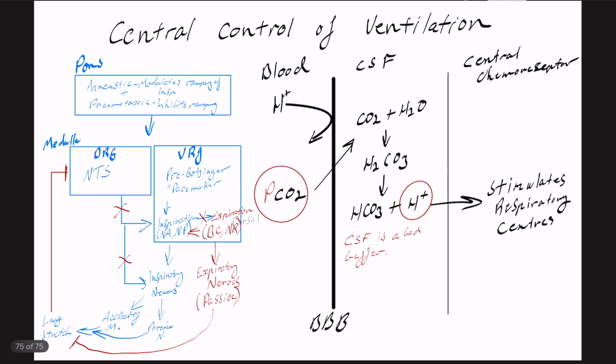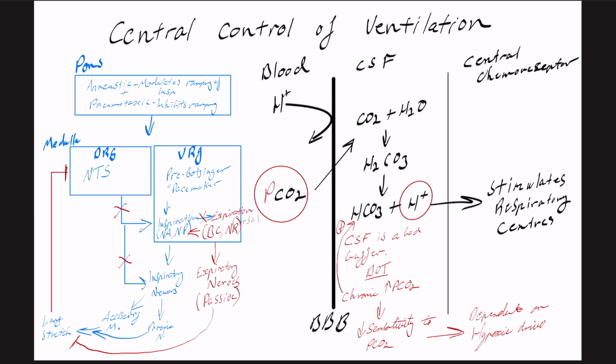But the problem with this is that if your CO2 is chronically elevated, you'll get some compensation that happens within the CSF as more bicarb is made to try and maintain a normal pH of the CSF. And then this decreases the sensitivity to partial pressure of CO2 in the blood. And then these people become dependent on hypoxic drive, which the brain actually doesn't directly sense as hypoxia. It's the peripheral chemoreceptors that can sense hypoxia and drive respiration.